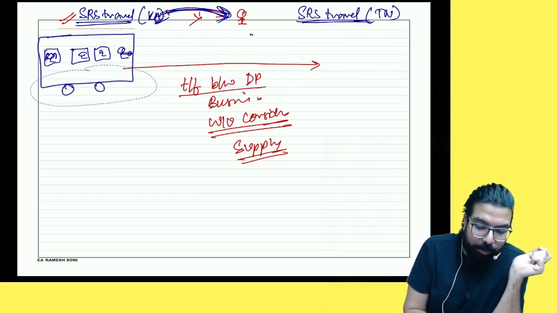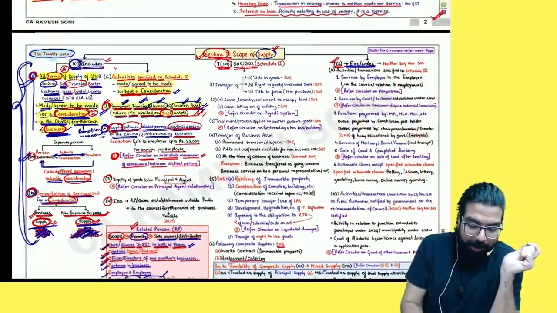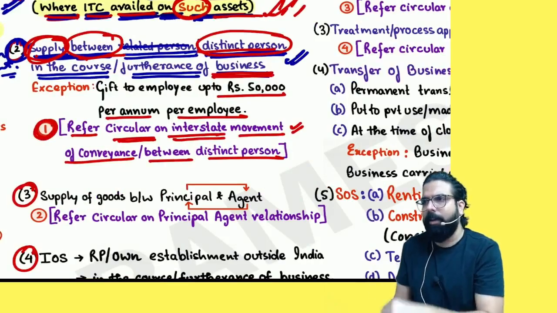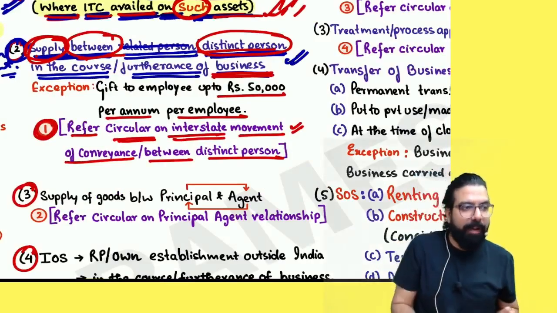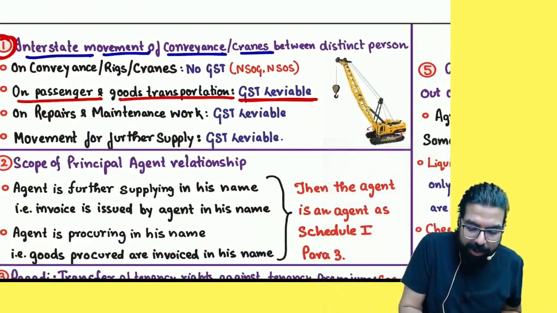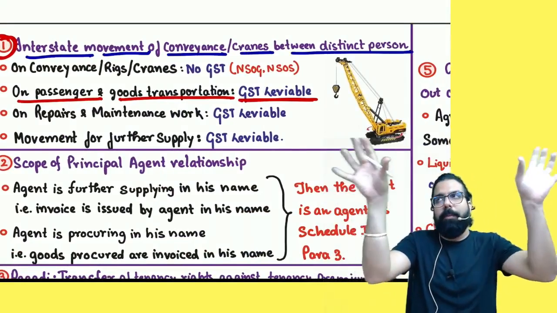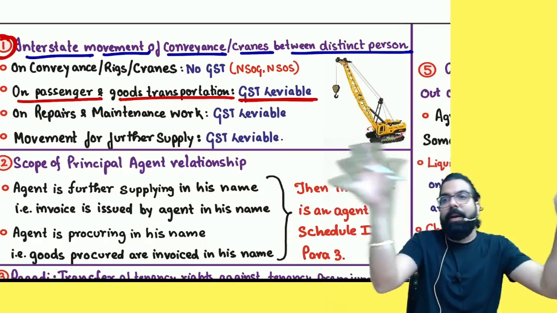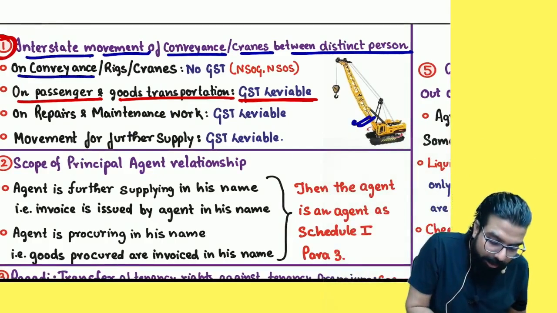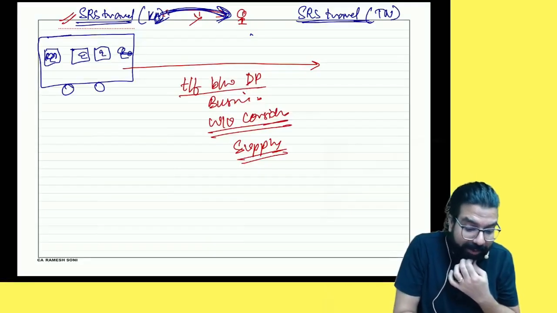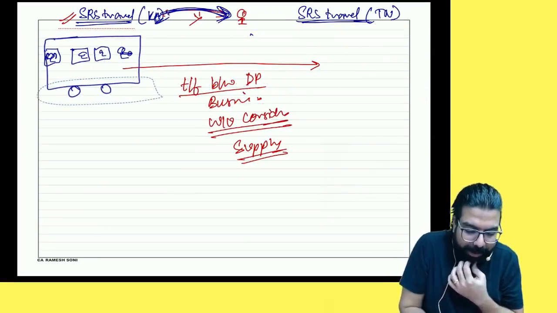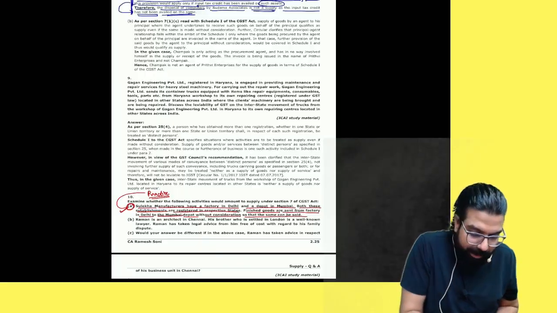But then the GST Council came and told the officer, hey officer, wait, Baba. Officer, you are taking the law very seriously. The officer told, yes, we are supposed to take the law seriously. And hence, the government came up with a clarification and told, see, interstate movement of conveyances or cranes between distinct persons. When the buses are going, cranes are going, I'll talk about cranes also, on the bus, etc., because it is used as a conveyance, it will go, it will come back. The government clarified. See here, everyone.